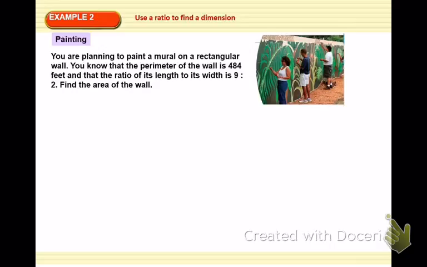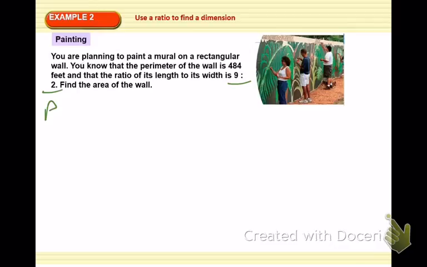All right. How can we use the idea of a ratio? Let's say you're planning to paint a mural on a rectangular wall. You know the perimeter of the wall, but we need to know what the area is so that we know how much paint to get. Right? So now we don't know what the actual length and width is, but we do know that the ratio of length to width is 9 to 2.